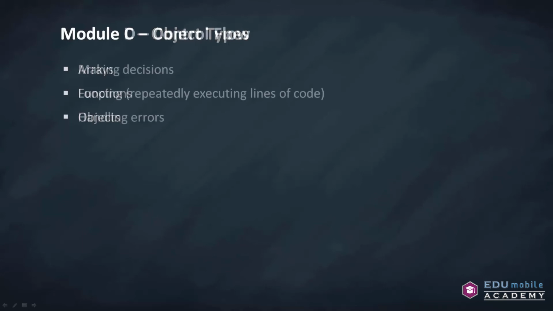In Module D, control flow, we're going to look at how to make decisions in your code. We're going to look at looping, which is a way of repeatedly executing lines of code. And we're going to look at how to handle errors or exceptional situations in your code.